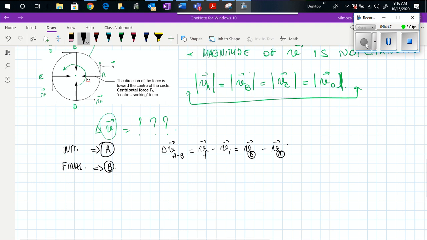So now graphically what we will have is the velocity of B is this one here, and the velocity of A is going up. But the negative velocity of A will be something opposite, which gives us the change of the velocity, being a vector. Okay? Make sense?